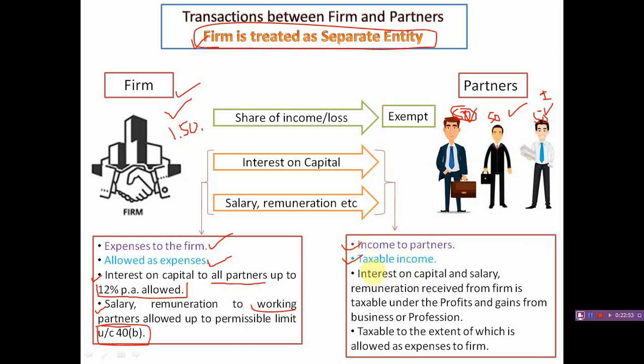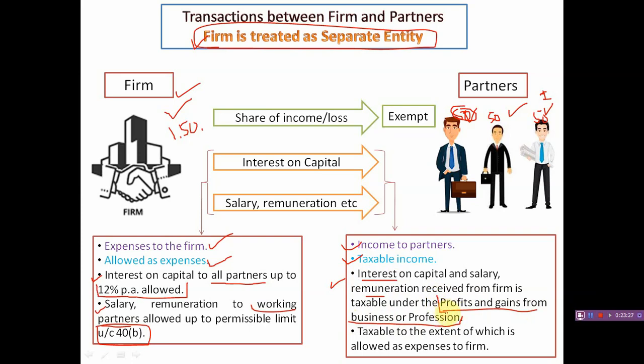Third, they are taxable in individual capacity. And the next important point is the extent of taxability of these incomes. The interest on capital and the salary or remuneration are taxable under the head profits and gains from business or profession. It is an important point to be remembered that these incomes are taxable under the head profits and gains.